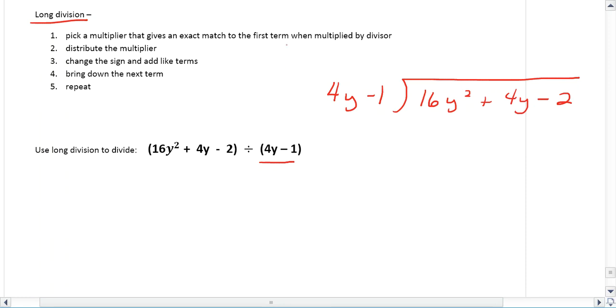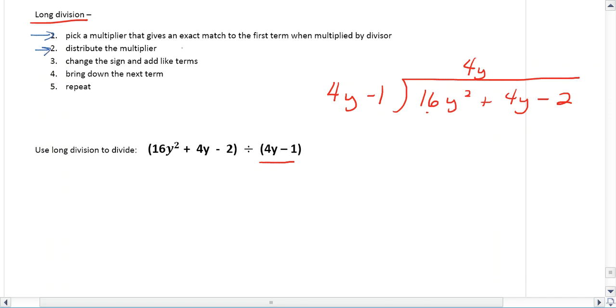So now we have to pick a multiplier to write up here that gives us an exact match to the first term. So I'm trying to figure out what I would multiply times 4y to get exactly 16y squared. In this type of long division, the first term has to add to 0. So that's why we're trying to match it. And we know that 4 times 4 is 16, and y times y is y squared. So that would be my perfect match. And now that's picking the multiplier to give an exact match.